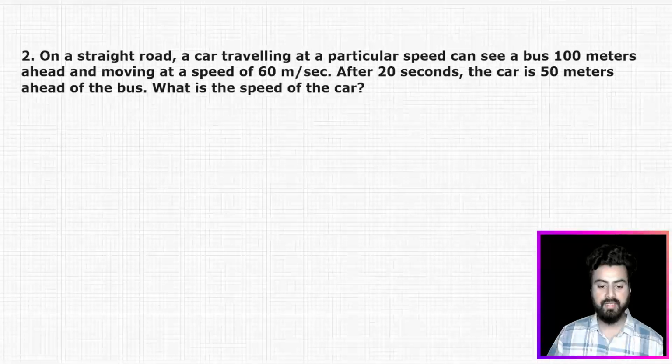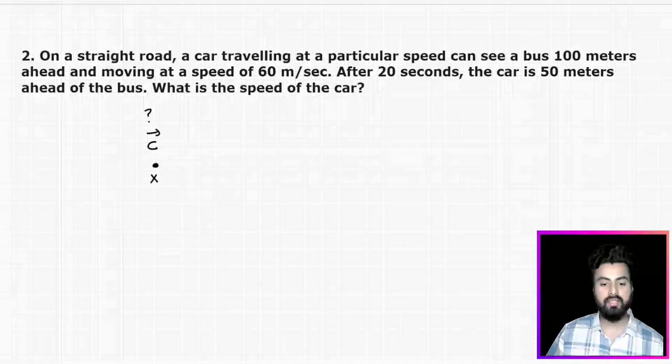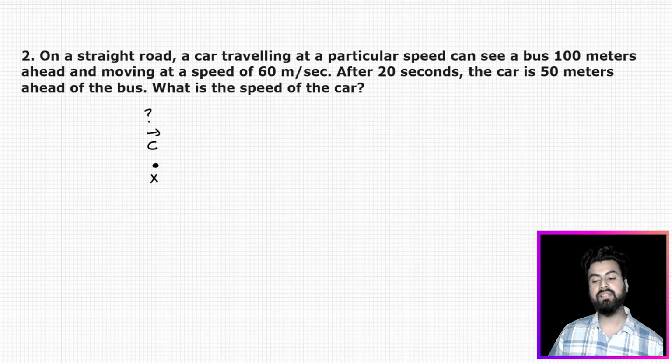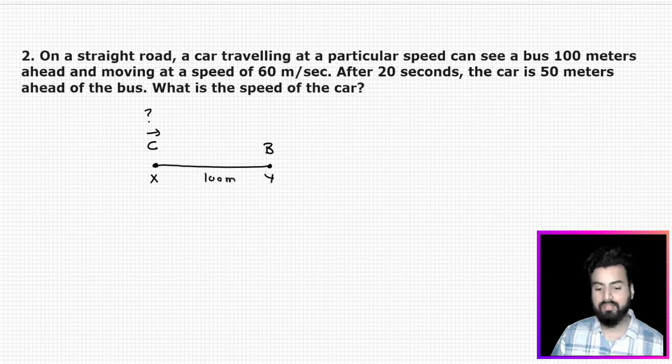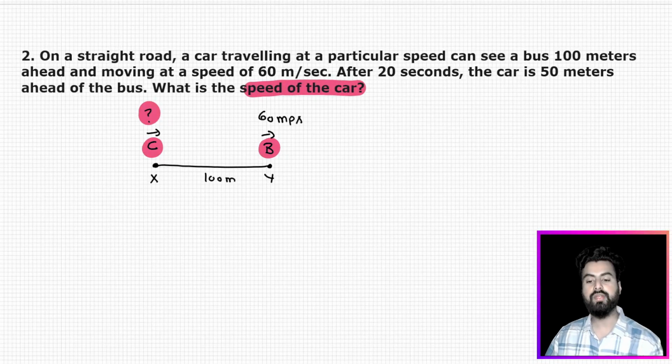So what is the situation? There's a car. Let's call it point X. A car is moving at a certain speed. We are not aware about the speed of the car, but it can see a bus which is 100 meters ahead. So let's say there's another point Y. So a bus is 100 meters ahead, which is moving at 60 meters per second. I know the speed of bus, but I'm not aware about the speed of car. And I think this is what we want to calculate in this particular question.